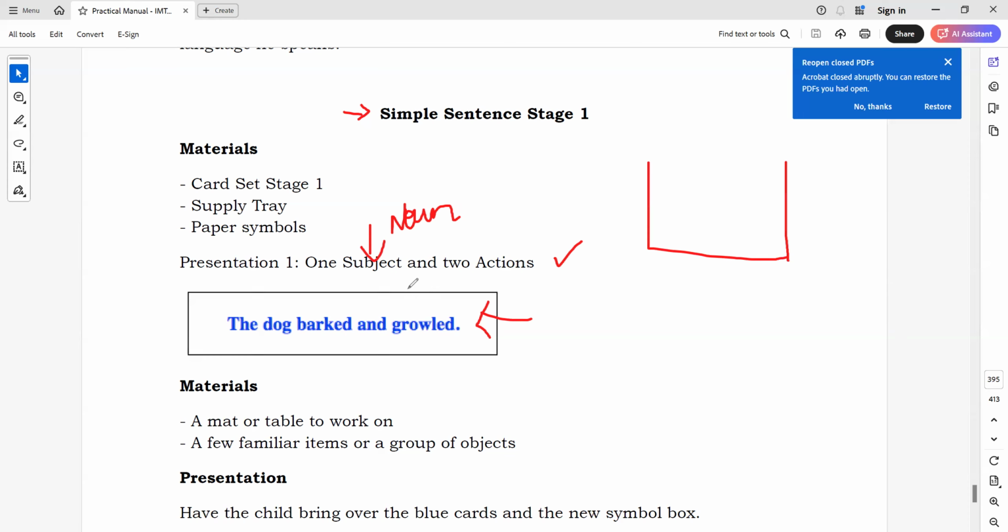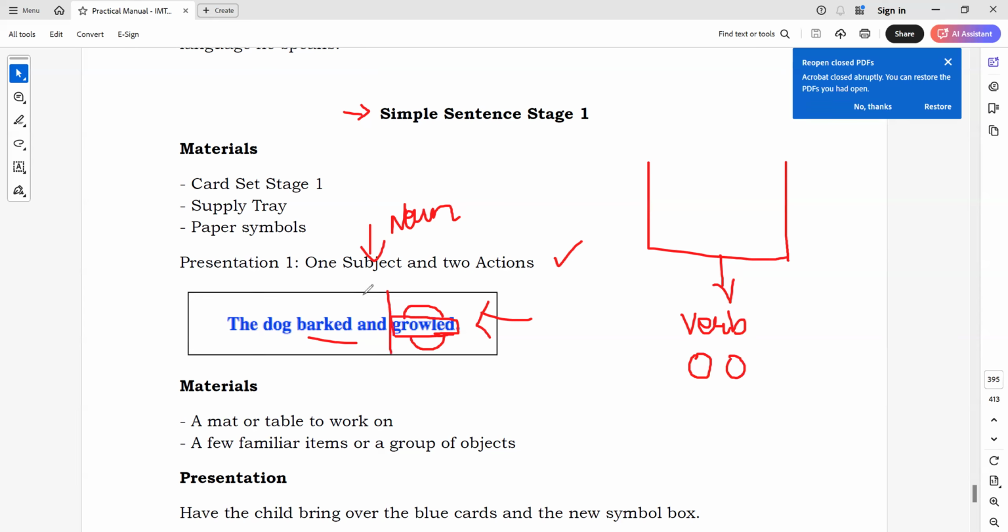Now, what is the first thing that I'm going to be talking about? Whenever I'm having this label card, I will have to first identify what is my action word, or my verb. How many verbs do I have here? Two verbs: barked and growled. So I have to take how many circles? Two circles. When I take this circle, I'm going to keep it below this, and it will look like this, because this is my word.